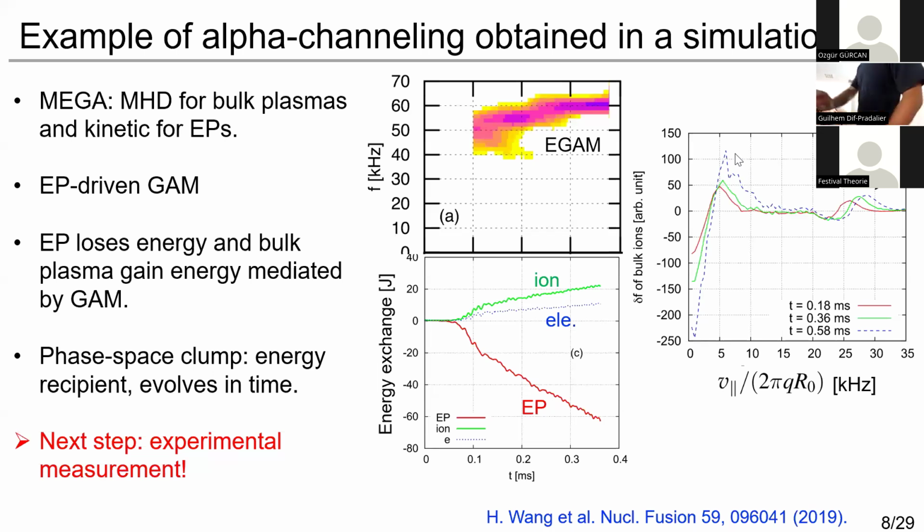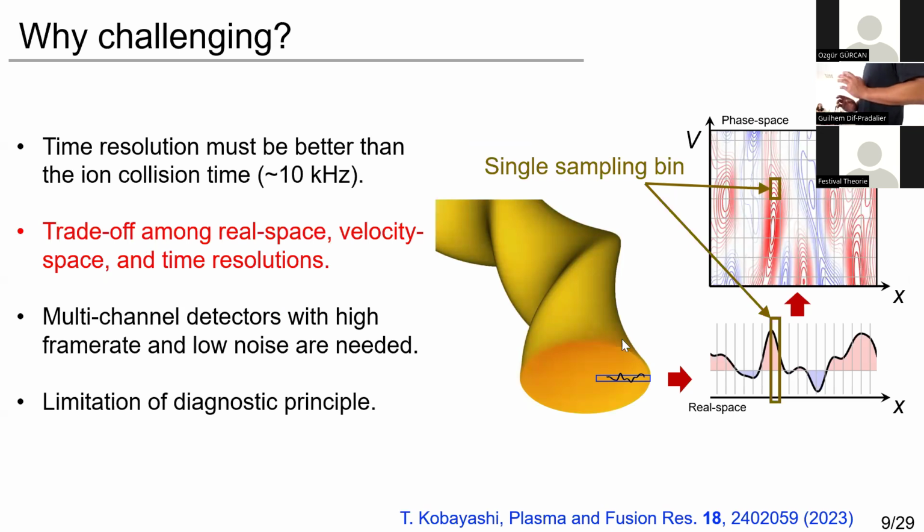There are many simulation studies of this kind, but few experimental measurements are reported. So in this work, I will discuss the experimental measurement of this kind of phase space structure. But this is very challenging, of course. Let me discuss why it is so challenging. This is because the time resolution must be better than the ion collision time, which is typically 10 kilohertz, and this is very challenging. Especially, a trade-off among real space, velocity space, and time resolution must be accounted for.